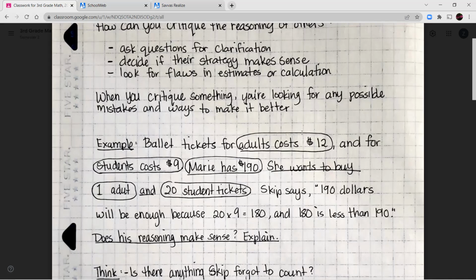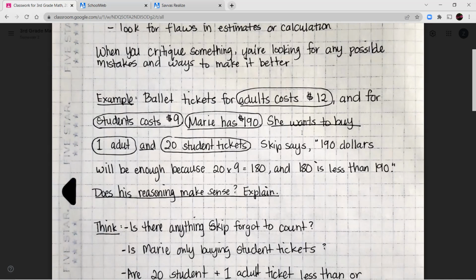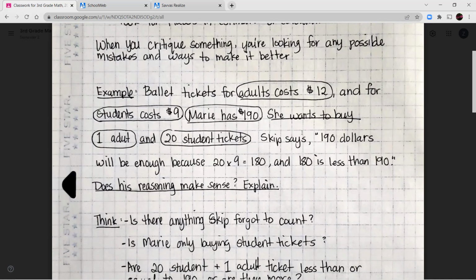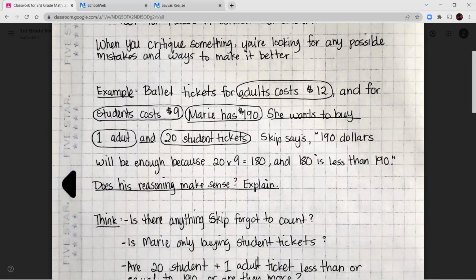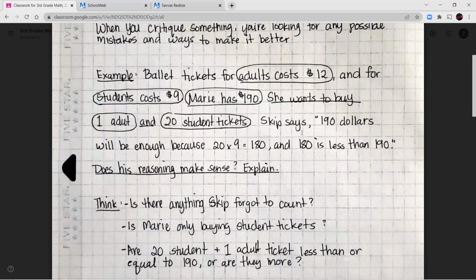So let's stop and critique what he did. Let's think about what he did and see if there were any mistakes, anything forgotten, or anything that we can make better. So, is Marie only buying student tickets? Are 20 student tickets plus 1 adult ticket less than or equal to or greater than $190?